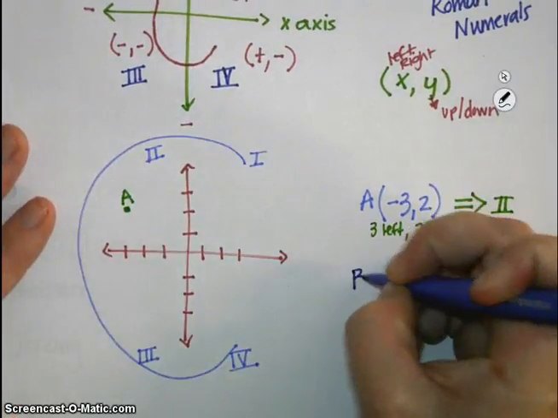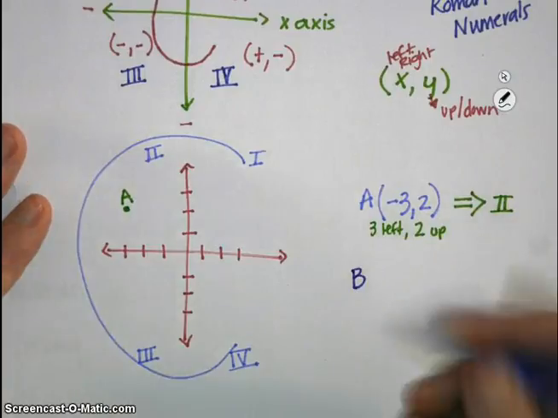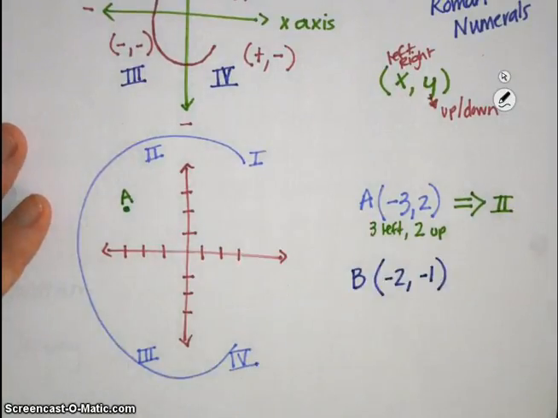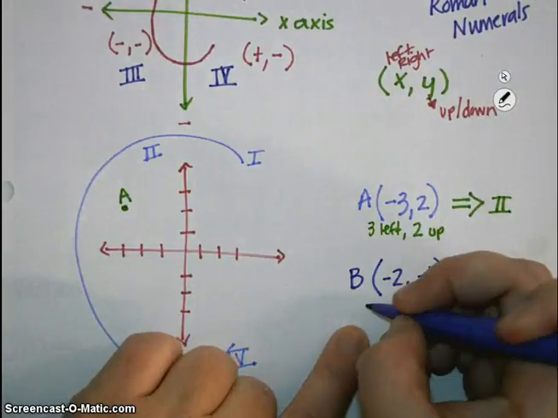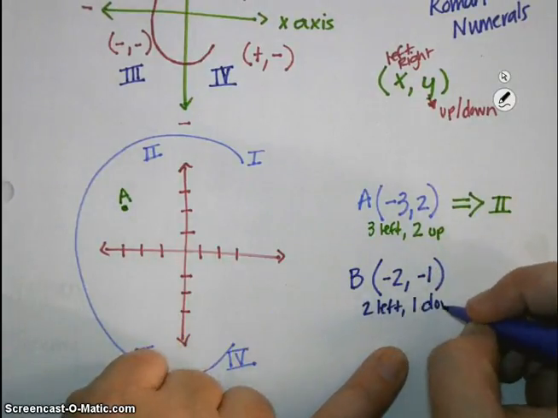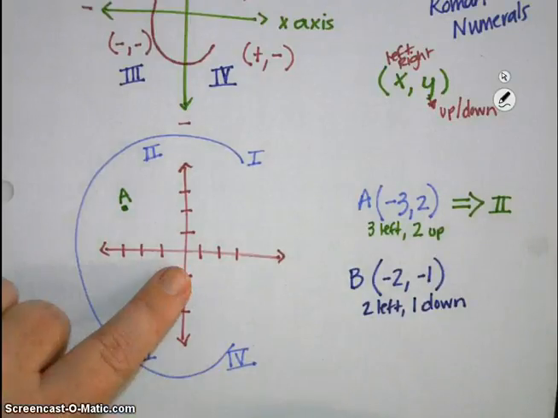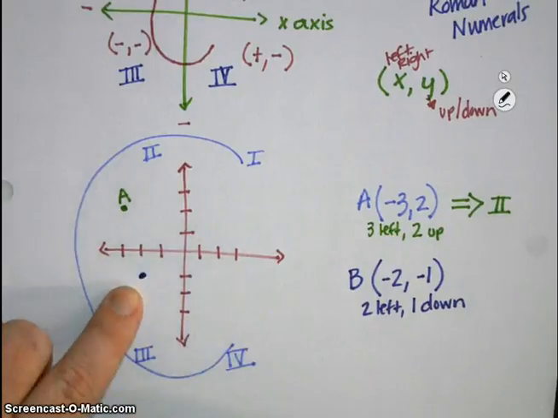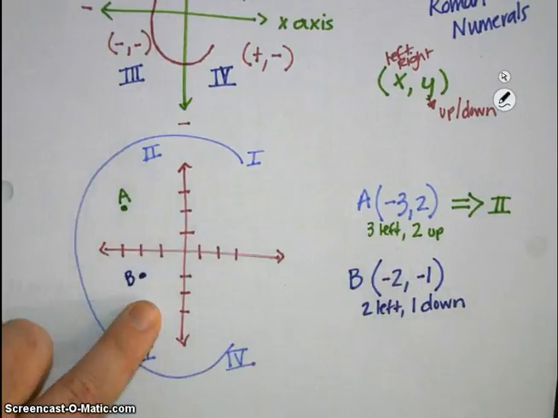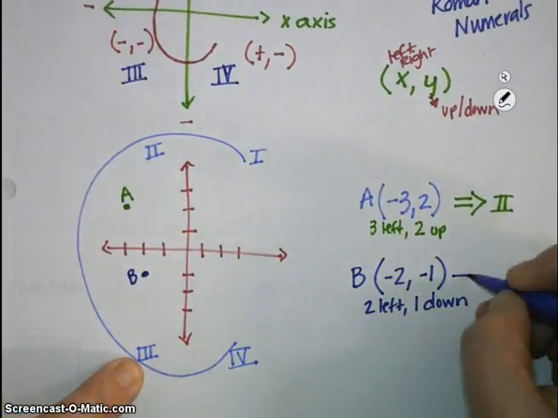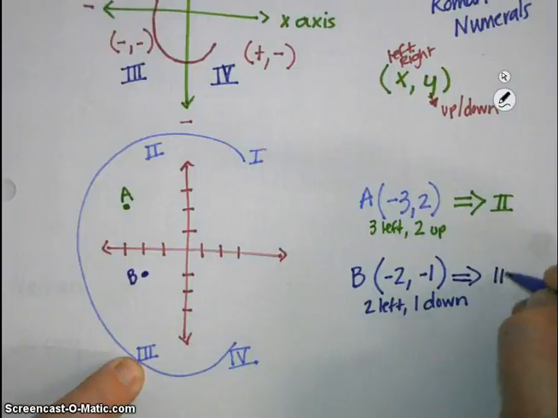If I look at the second point that I'm going to make, it's point B. Point B is going to be (-2, -1). -2 refers to 2 to the left, and the -1 is 1 down because it's negative. So again, from the center, from the origin, I'm going to go 2 to the left and 1 down. Plot my point and call it capital B. Now, this one is in quadrant 3. So I'm going to put a Roman numeral III.